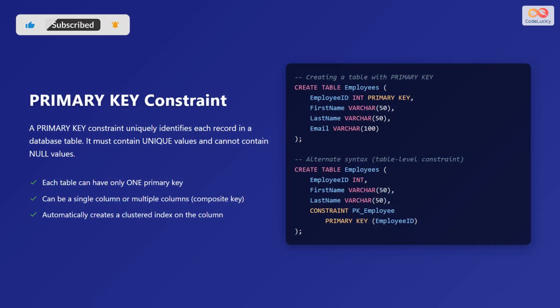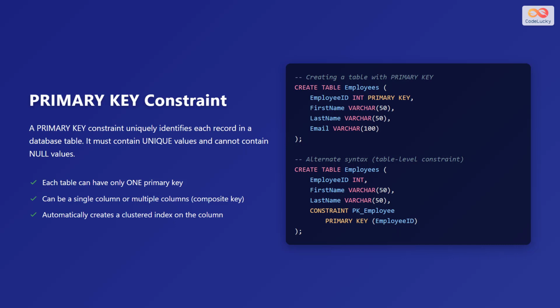The primary key constraint uniquely identifies each record in a database table. It must contain unique values and cannot contain null values. Each table can have only one primary key. A primary key can be a single column or multiple columns, which is known as a composite key. A primary key automatically creates a clustered index on the column.